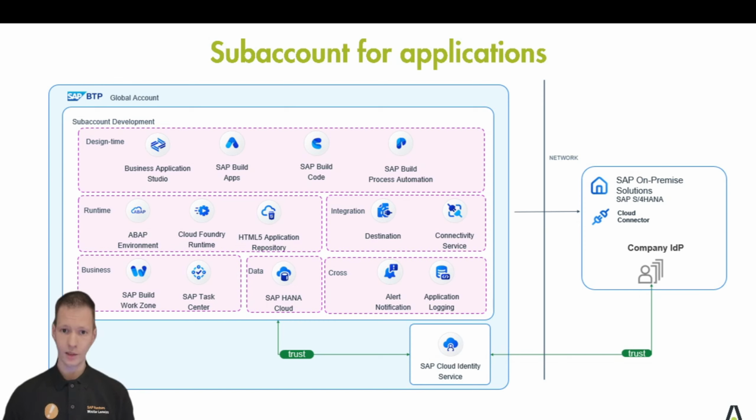Now, last but not least, there are also other services that you can use to enrich your application. First of all, the cloud logging service allows you to do intensive logging of your application, which could be helpful for debugging purposes. There are also other services like the alert notification service to trigger emails, or to trigger other automations or anything else you need. But there are others as well that can help you in building applications in BTP. So with this set of services, you should be able to get started building applications and running them in BTP.